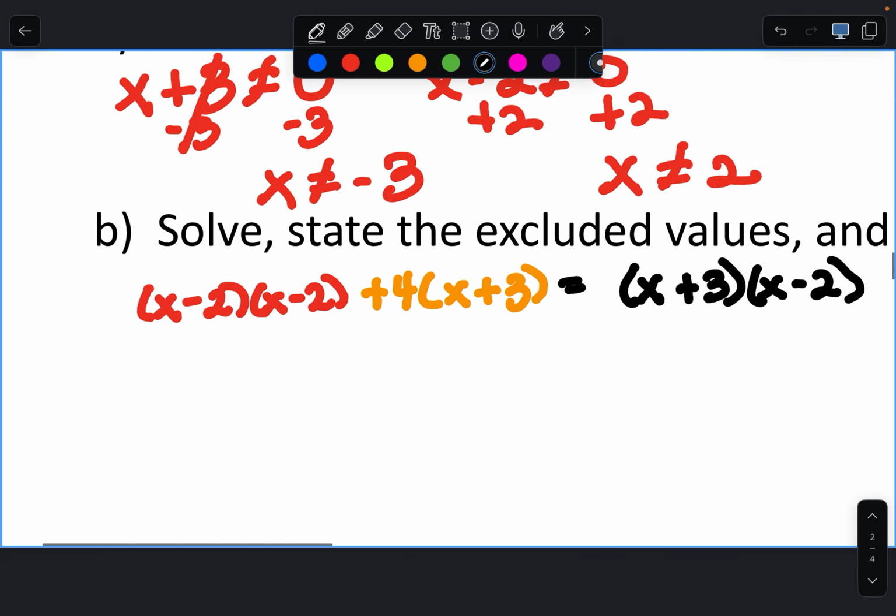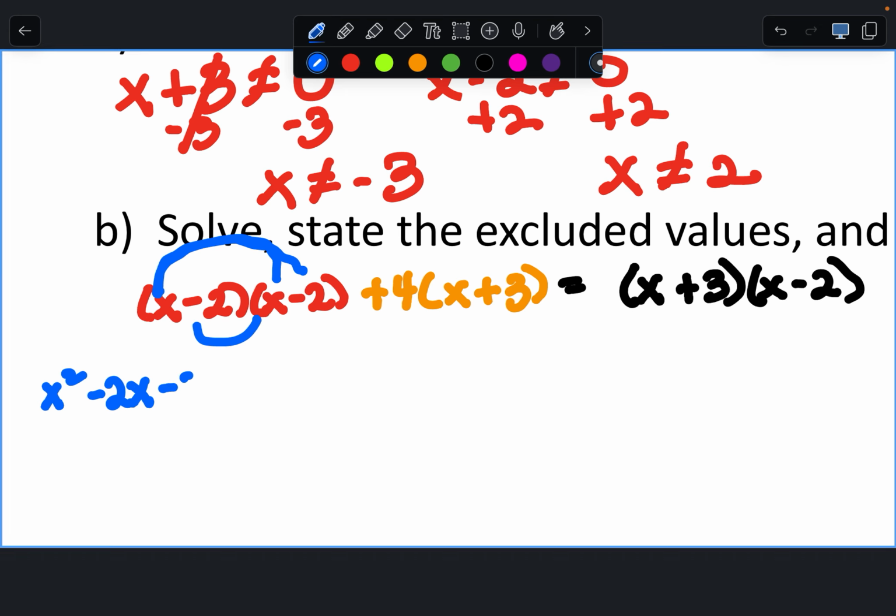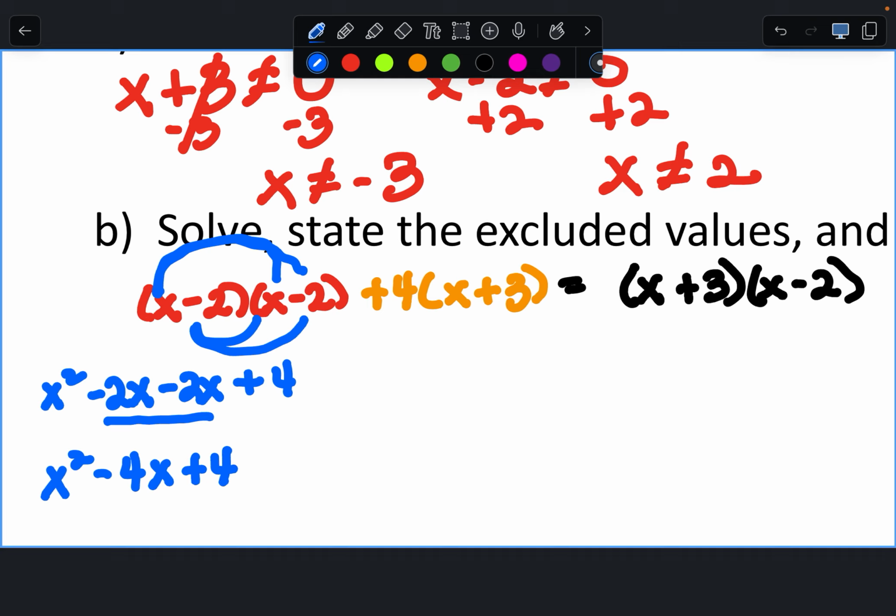All right, here we go. So I'm going to unfortunately have to do FOIL. So x times x is x squared. X times a negative 2 is a negative 2x. Negative 2 times x is a negative 2x. And negative 2 times a negative 2 is a positive 4. I'm going to combine this and get x squared minus 4x plus 4. At least this one's not as hard. This one I just have to distribute. 4 times x is 4x. 4 times 3 is 12.